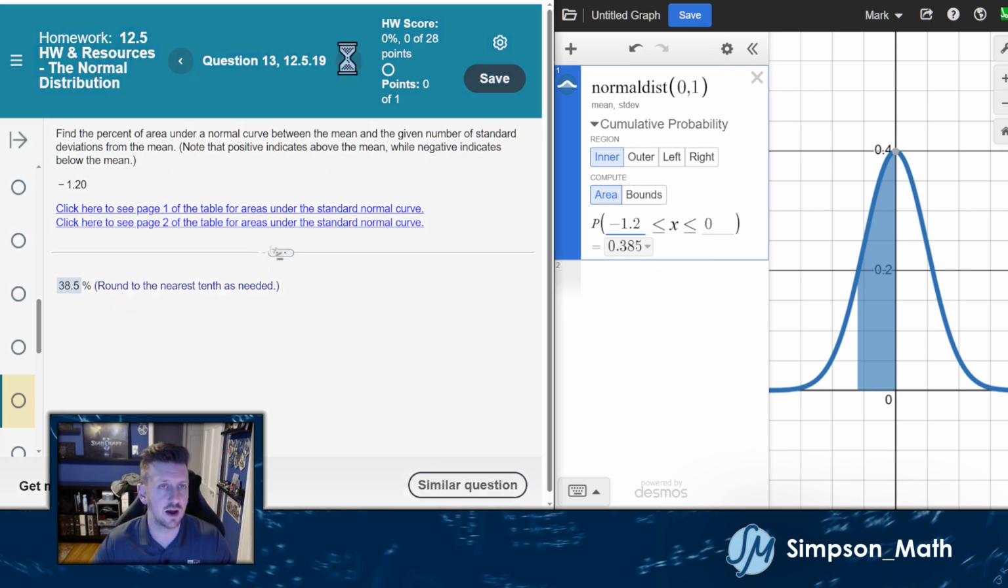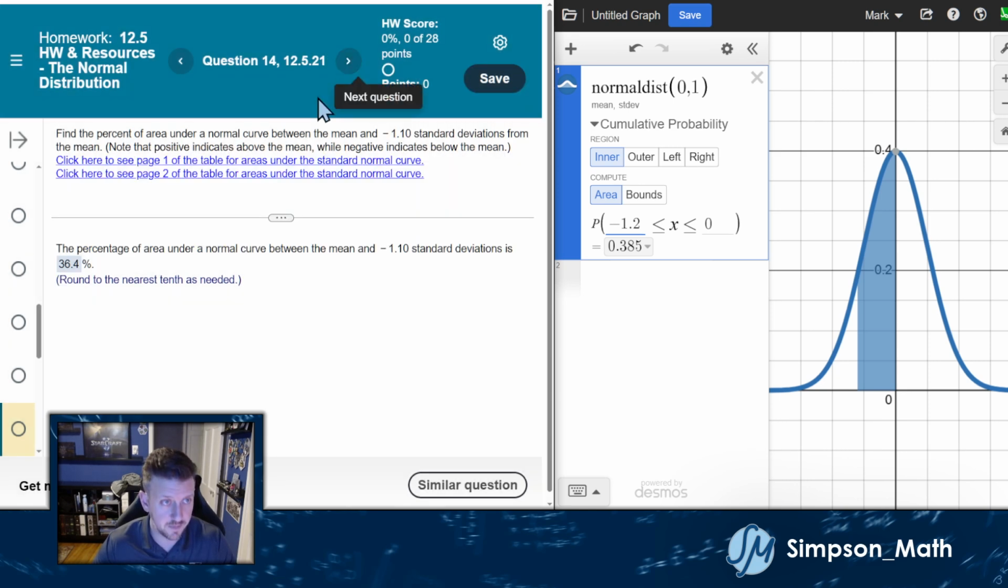All right, let's do 14. So this says find the percent of area under a normal curve between the mean, and this time it says a negative 1.1 standard deviations from the mean. So this is basically the question we just did.